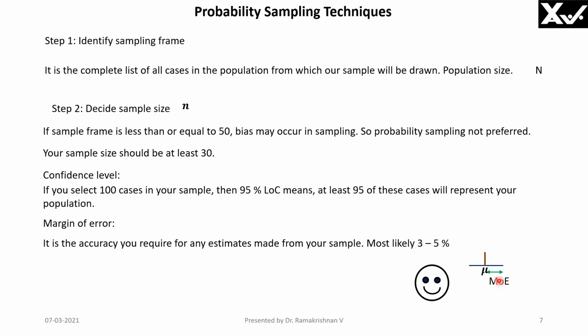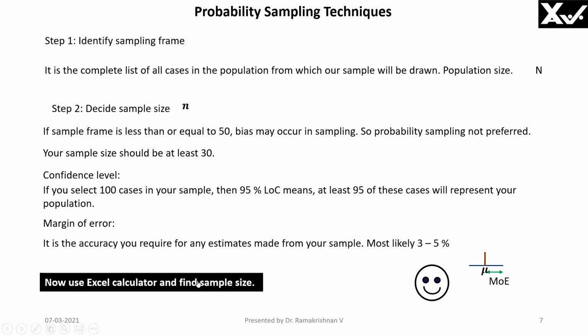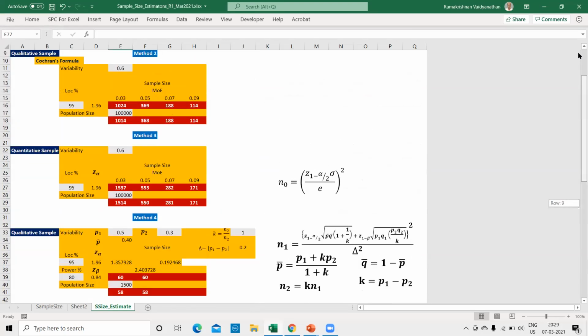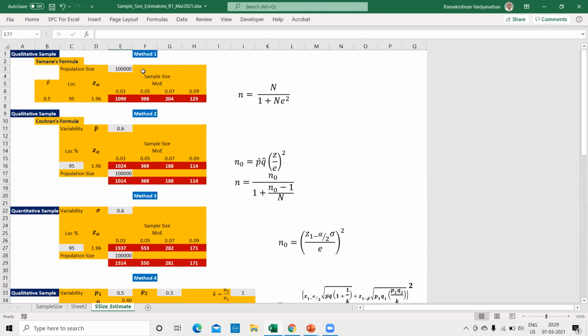Now we will take an Excel template and then find the sample size. This template is attached in the description. You can download and use it. I will explain how it is to be used. See, there are 7 methods, depending upon what data you have and what characteristic you want to study. You can substitute the values and get the answer. You can also check the answer by substituting the values in the formula given side by side.